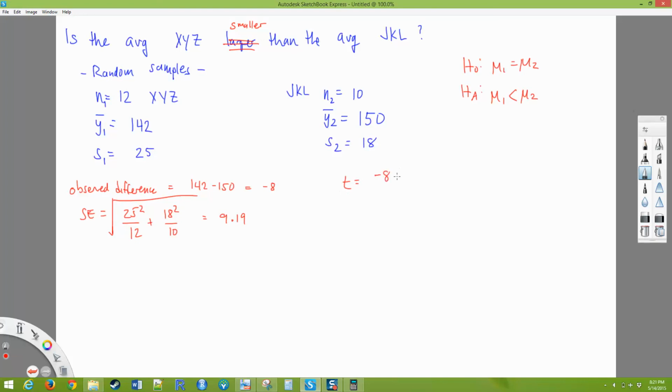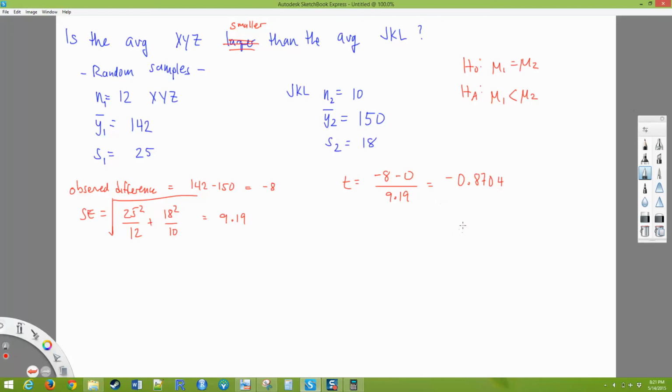So under the null hypothesis, we would expect a difference of 0. So I guess you could leave off this -0 if you wanted, because doing a plus or minus 0 doesn't do anything to your number. And then you divide that by 9.19. So I get -8 divided by this, I get -0.87. -0.8704, if I preserve the decimals in the other part.